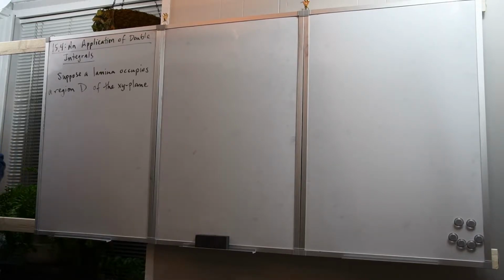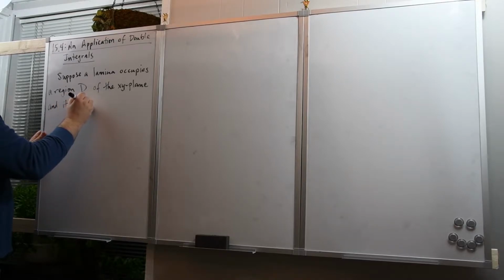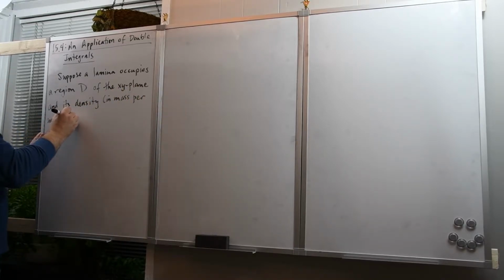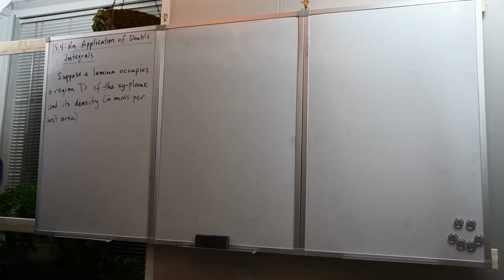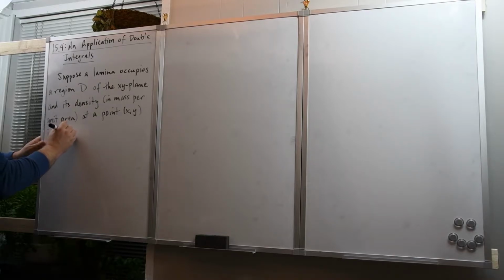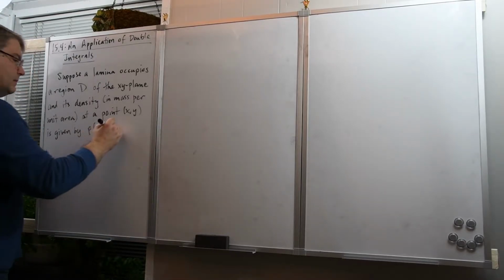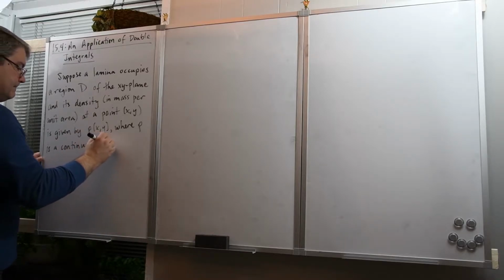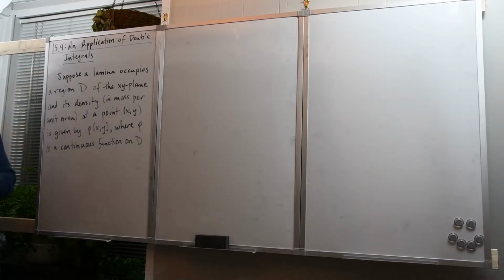Density is going to be in mass per unit area. So once again, mass per unit area. Now the density is going to be given to us by some sort of function we're going to call rho of xy. So the density at a point xy is given by, once again, rho of xy. Rho is going to be a continuous function on this region D. So once again, rho is continuous on D.